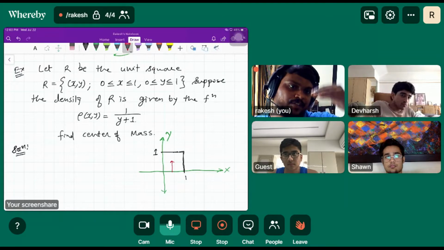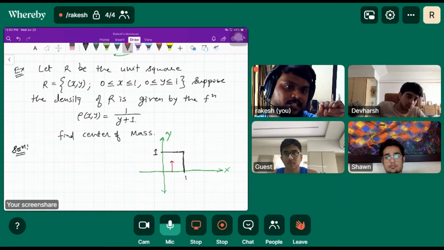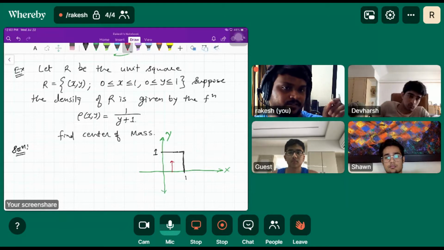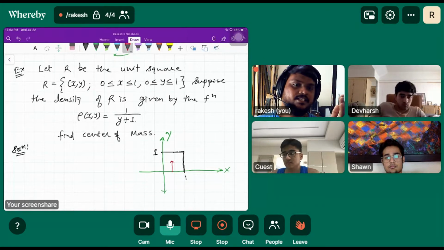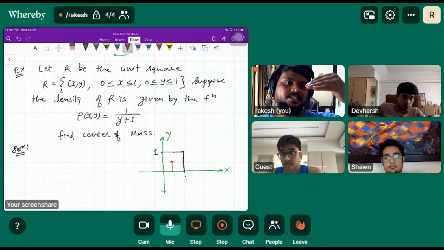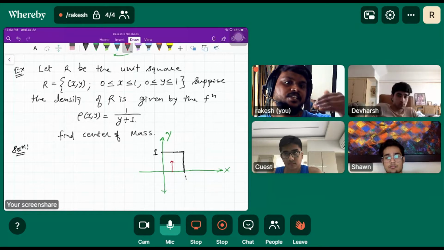So the y value is not half. The center of mass has x value half. That would be half because it is independent of x, right? The mass density function is independent of x. As you go away from the x-axis, the mass density function decreases.